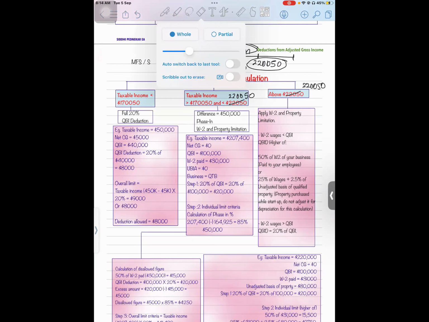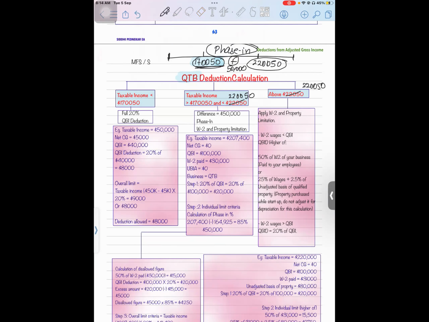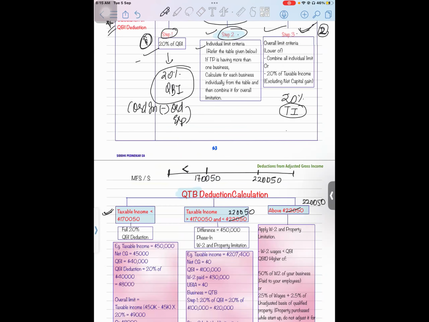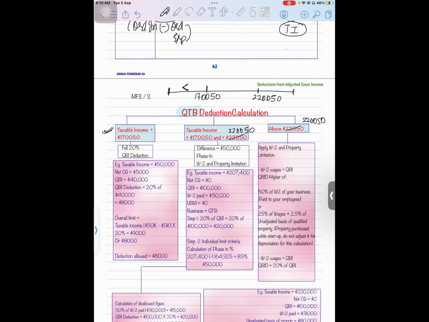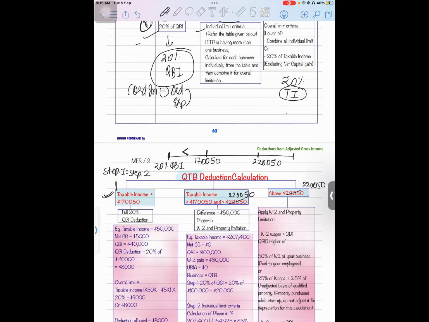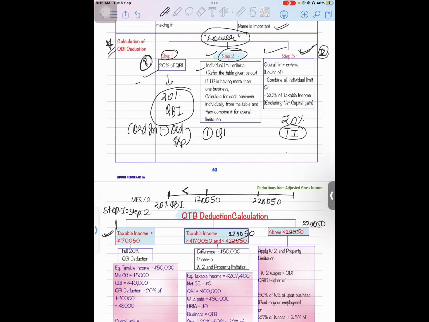Okay. Now what you have to do is check where your taxable income is falling. So let's say your taxable income is falling less than this. What is your step 2? Your step 2 will be nothing but just your 20% of QBI. So if it falls under this scenario, your step 1 will be equal to your step 2. Got it? 20% of QBI. In the first scenario, your QBI into 20% will be your step 2. Now I'll take the third scenario first.